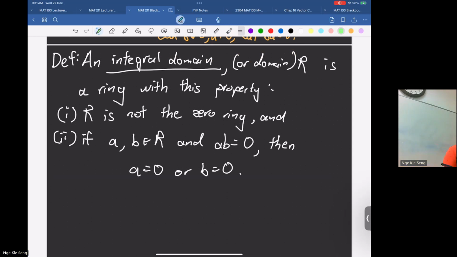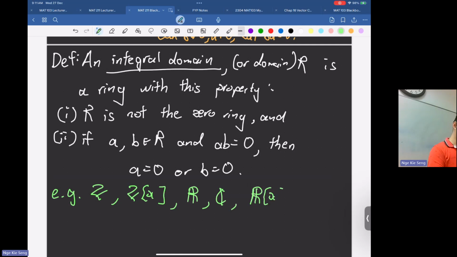For example, what? For example, Z, and Z[x], the polynomial ring over Z. These are all integral domains. And your favorite R is also an integral domain, and the complex numbers also. If you take them and build your polynomial ring, it's also an integral domain. So you've seen a lot of examples of integral domains.